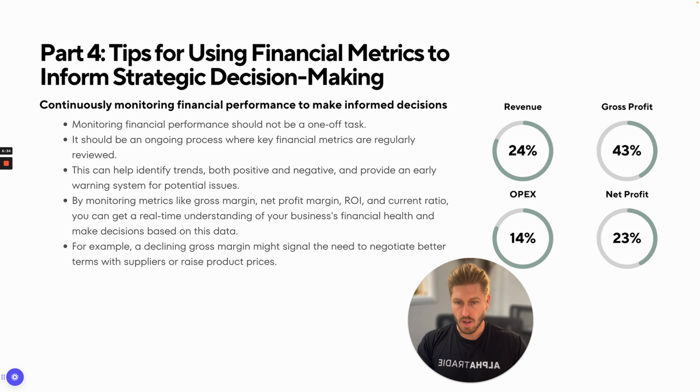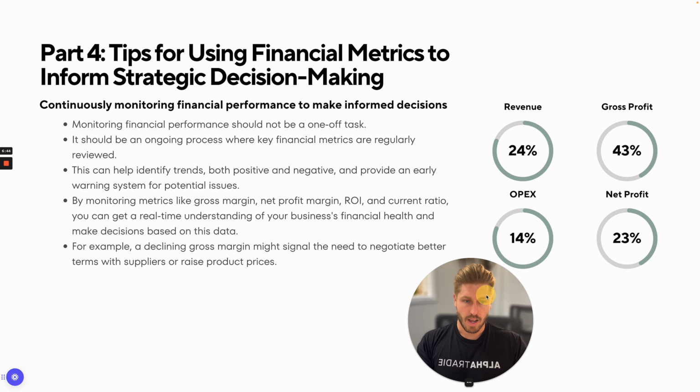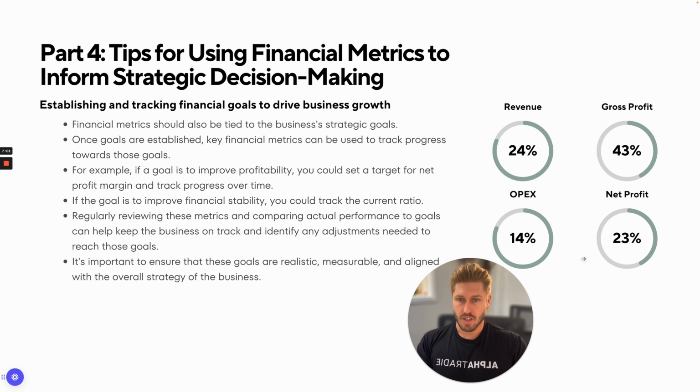For example, a declining gross profit margin might signal the need to negotiate better terms with suppliers or raise your prices, or it could be a direct representation of a lack of efficiency within your company. So there's a few different outcomes that could be based on the metrics. However, what it does say is that if you see inconsistencies, probe a little further and find the answers as to why.